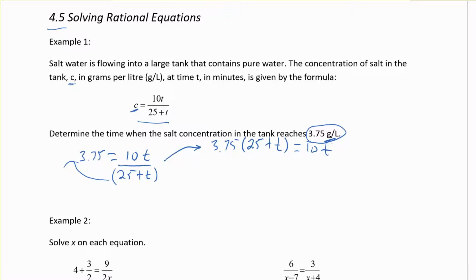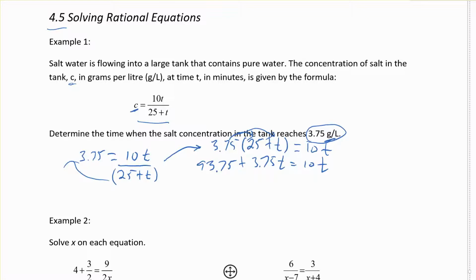Okay, and then all you gotta do is rainbow that first number, so 3.75 times 25, and then 3.75 times t. So we've got 3.75 times 25 is 93.75, and then plus 3.75t is equal to 10t. I hate questions with t because they look like plus signs, so just kind of bear with me there. I put a little like swoop on the bottom of it to make it so you know it's a t.